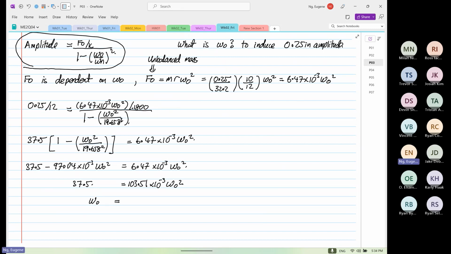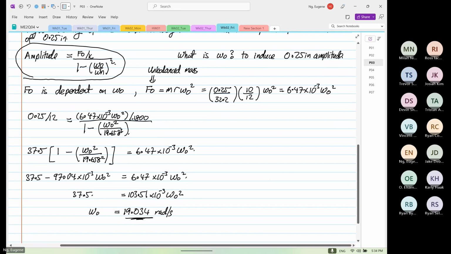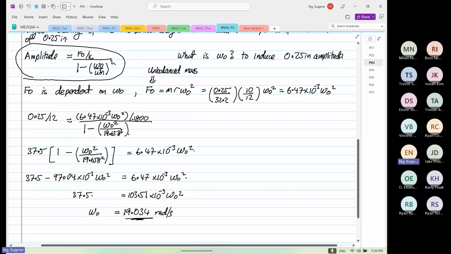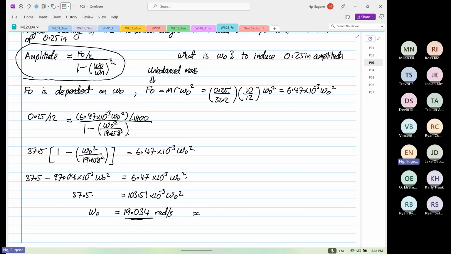Omega naught is equal to 19.034 radians per second. So to get the amplitude of forced vibration of 0.25 inch, when you rotate at this frequency, the amplitude will be equal to 0.25 inch.